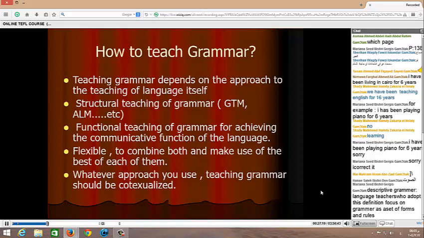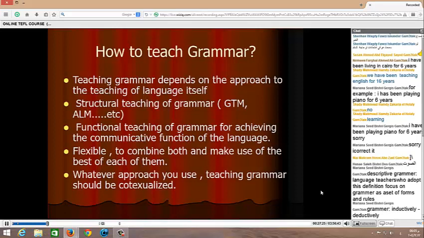We got used to seeing rules in tables that we memorize, but when it comes to real application of these tools, that's something completely different. Next we talk about functional teaching of grammar for achieving the communicative function of the language. Flexible means to combine both and make use of the best of each of them. Actually, teachers should be flexible, as we said about the different teaching methods.